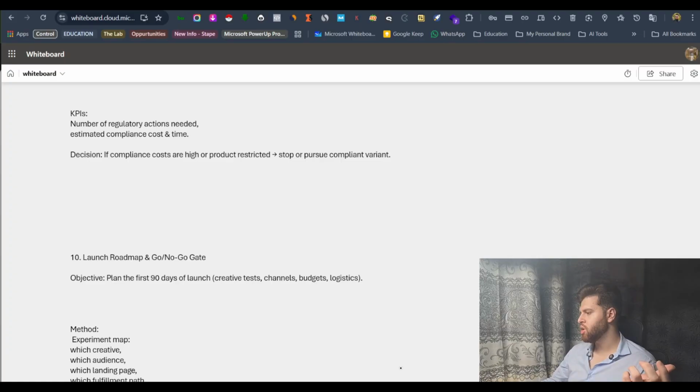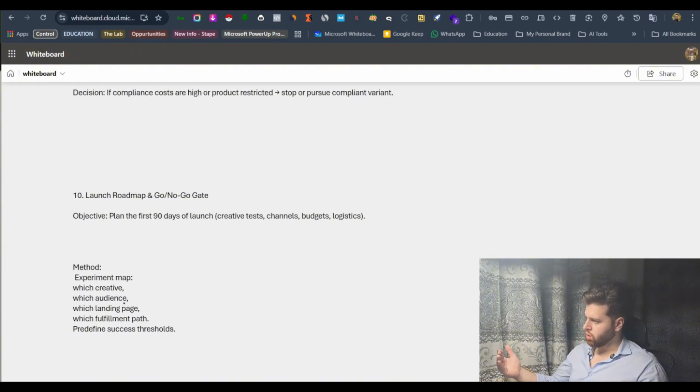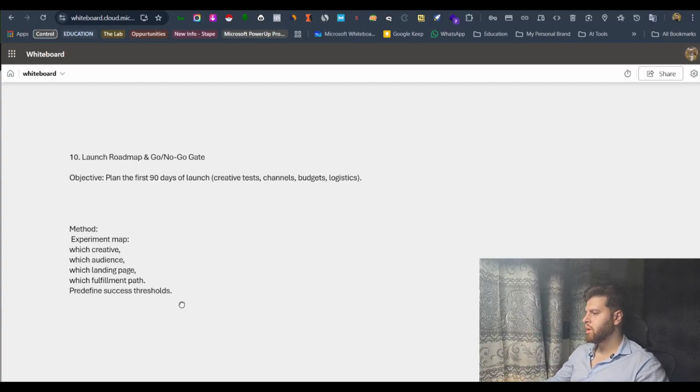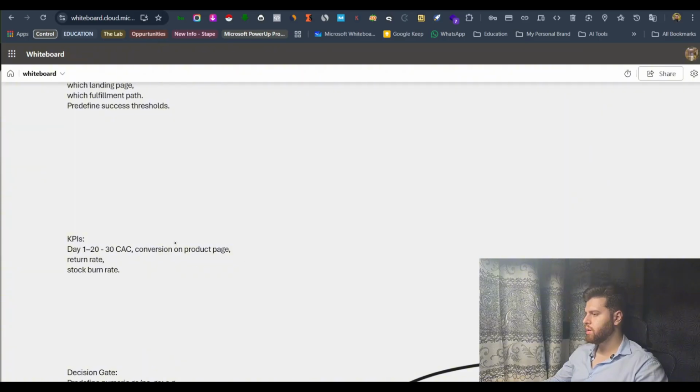Maybe you didn't start with Snapchat and you are advertising in Saudi Arabia, and you didn't use Snapchat in the beginning, so you add Snapchat, so it's an extra cost. Just be prepared. And the method here is this is your plan: which creative, which audience, landing pages, fulfillment path, and the success threshold. And then in the KPIs, because this reflects here, the KPIs is day 1 to 20 or 30: customer acquisition cost or conversion or product page and return rate and stock burn rate.